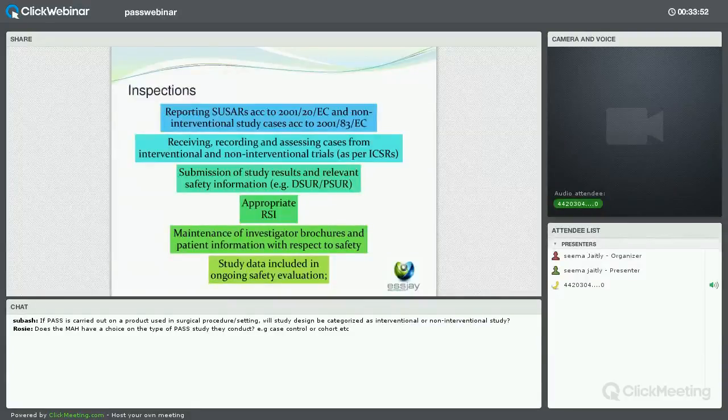All right, so Rosie said, does the MAH have a choice on the type of PAS? Yeah, so basically when you are obligated to perform a study, they will just give you the area that you're meant to look at or what the issue is, and then you would decide what's the best way of assessing that issue, and that's where your protocol development would come into play, and then you would send the draft protocol off for approval.